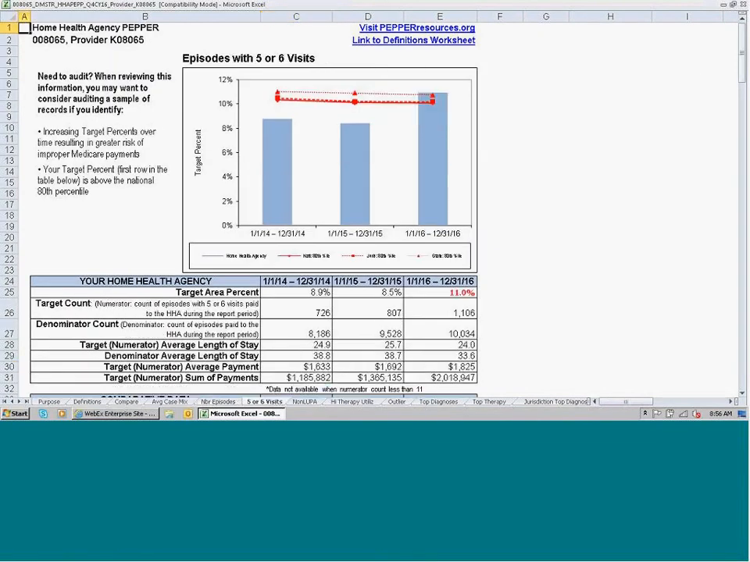If we take a look at the next report for episodes with 5 or 6 visits, we can see that our agency here had an increase in the number of episodes that have 5 or 6 visits in the past calendar year. So this might be something that they would want to come together within their agency and discuss and see if there's been some procedural change, if there's been some change in the patient population that resulted in an increase in episodes where there were only 5 or 6 visits completed, or if there's something else going on.